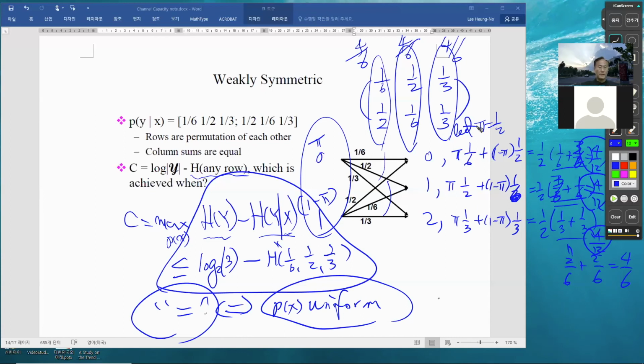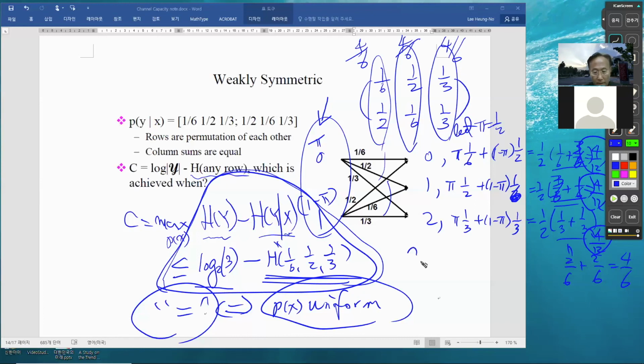So the uniform input distribution gives you the maximum mutual information, and that first term is nothing but log base 2 of 3. And given the channel, the conditional probability is determined, so this part is a number. And so we have done the maximization. That's the expression for the mutual information.